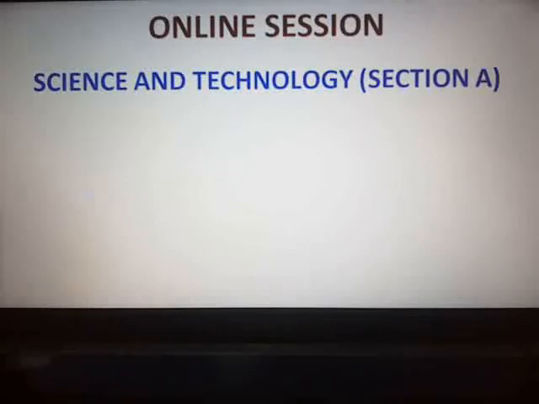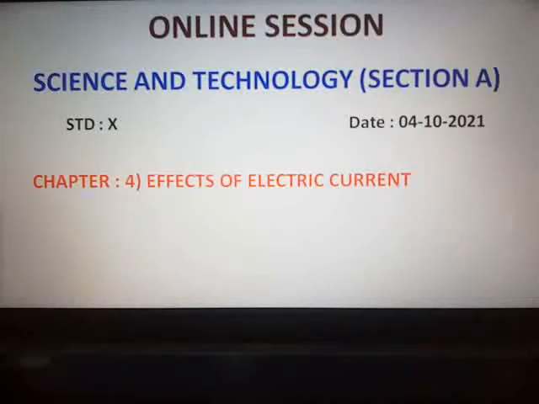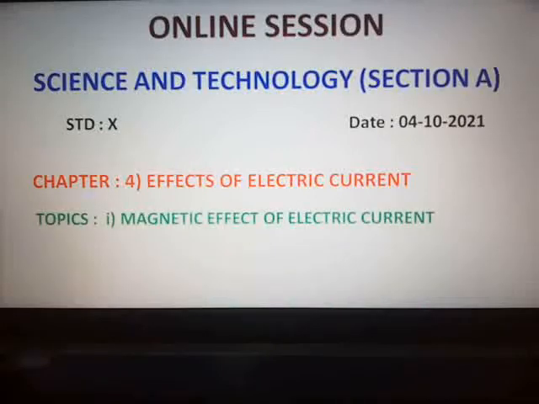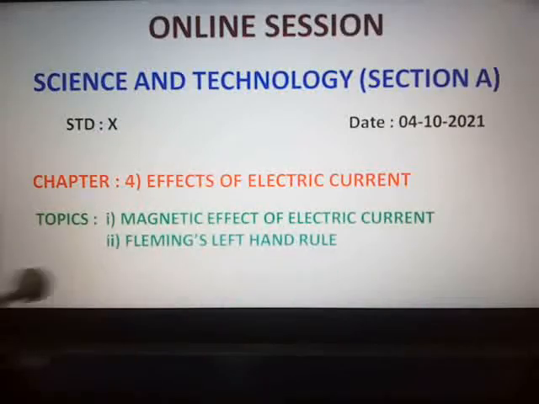and Technology Section A. In our previous session, we started a new chapter from Physics, chapter number 4, Effects of Electric Current. Last time, we studied how energy transfer takes place in an electric circuit, and then we derived Joule's law of heating. Also, we studied the heating effect of electric current, and our topics for today are the magnetic effect of electric current and Fleming's left-hand rule.